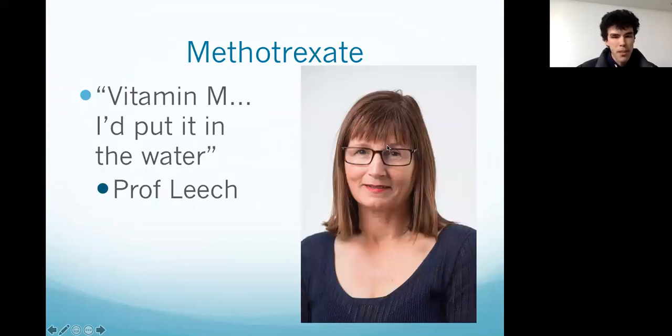Prof. Leach loves methotrexate. She calls it vitamin M, and if possible, would put it in the water. I don't know about putting it in the water, but it's definitely a very, very good drug. People I've talked to who are on it have said it's life-changing. So if you can't remember what to do, if you've thrown out the structure, just say methotrexate and then take a second to think about the rest, because it really is the core of managing rheumatoid.